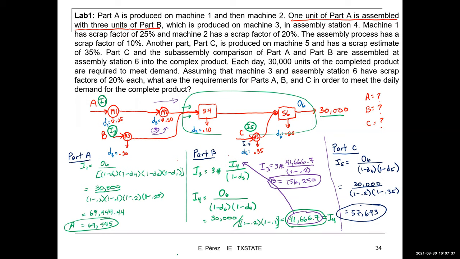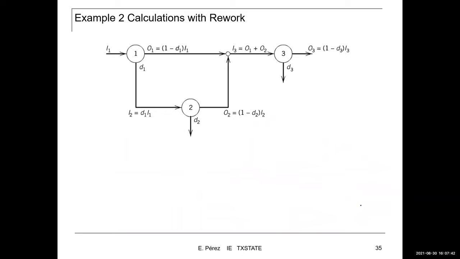Good. So one more scenario is this one. In this problem, I don't have numbers. I just want you to visualize, if you have something like this, how would you go about it? So we are going to deal with the unknowns.